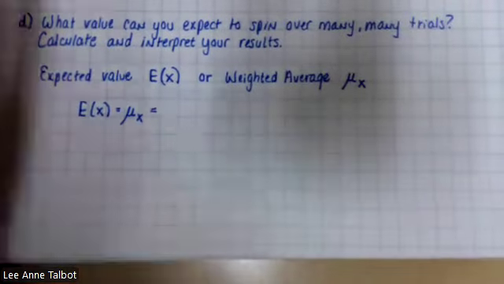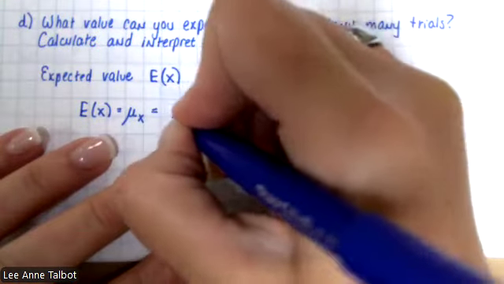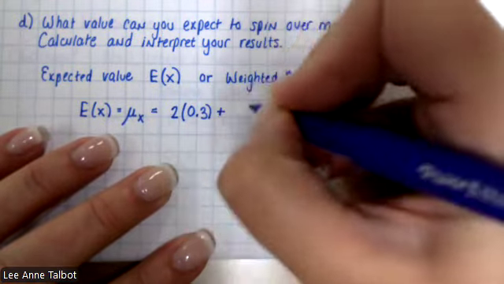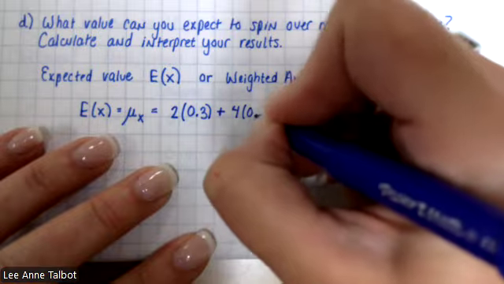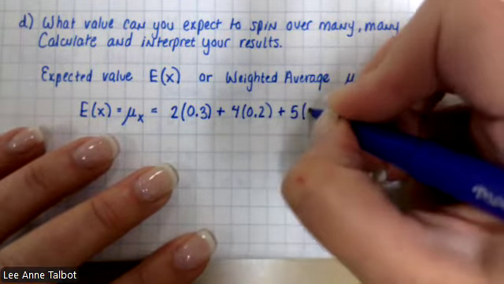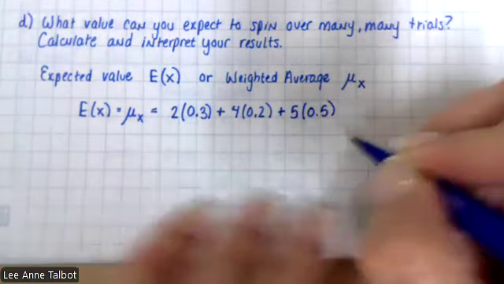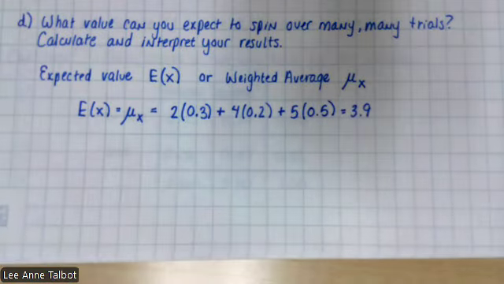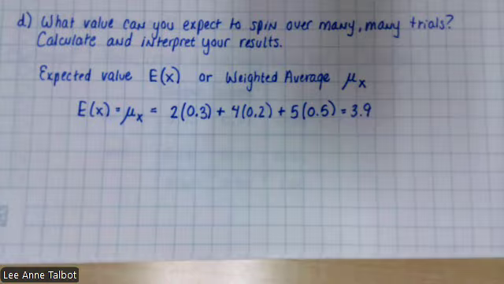So 2 times 0.3 plus 4 times 0.2 plus 5 times 0.5 is 3.9. Students get really nervous about this because they look back up at the spinner and say, Mrs. Talbot, I can't spin a 3.9. You just told me it was discrete. 3.9 wasn't one of the numbers.